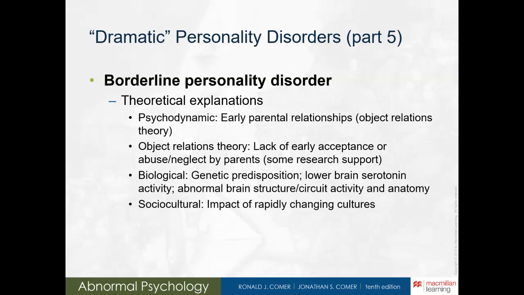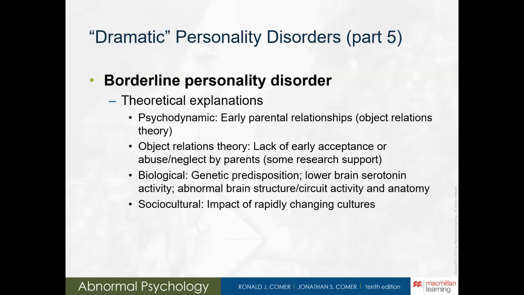So let's talk about the theoretical explanations. Because of fear of abandonment, this tortures so many people with borderline personality disorder. Psychodynamic theorists look to early parental relationships to explain this disorder. Object relations theorists propose a lack of early acceptance or abuse or even neglect by parents. Research has found some support for this, including a link to early childhood sexual abuse. Some features of this disorder have also been linked to biological abnormalities, such as an overly reactive amygdala and an underactive prefrontal cortex.